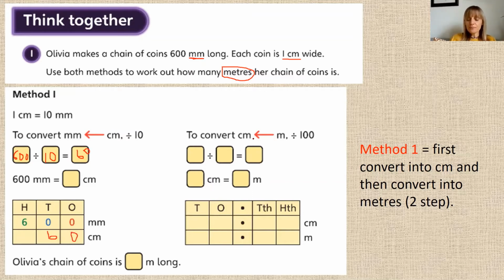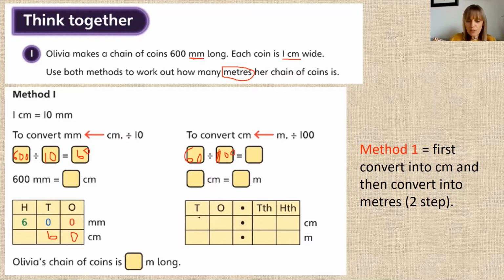And then step 2, so it's 60 centimetres. I've now got to convert that into metres. So in order to do that, I've got to put my 60 in here as best that I can. And this time, because I'm going from centimetres into metres, I've got to divide by 100.